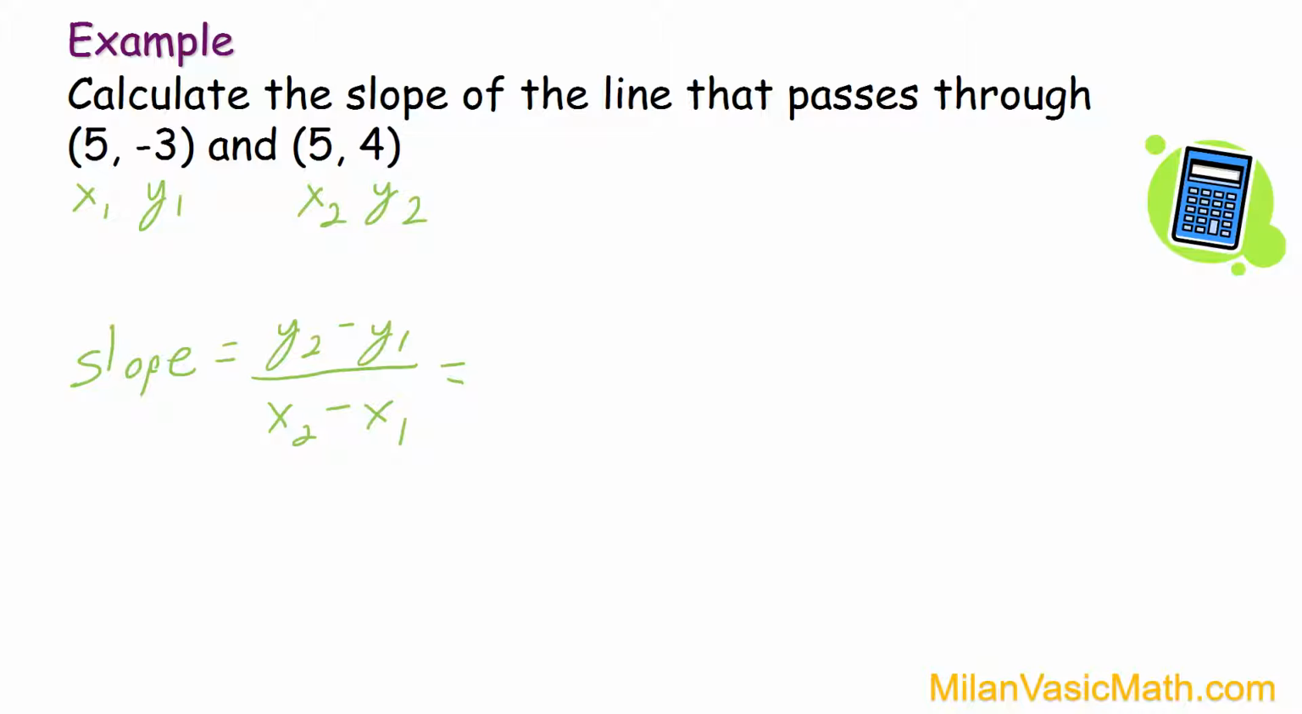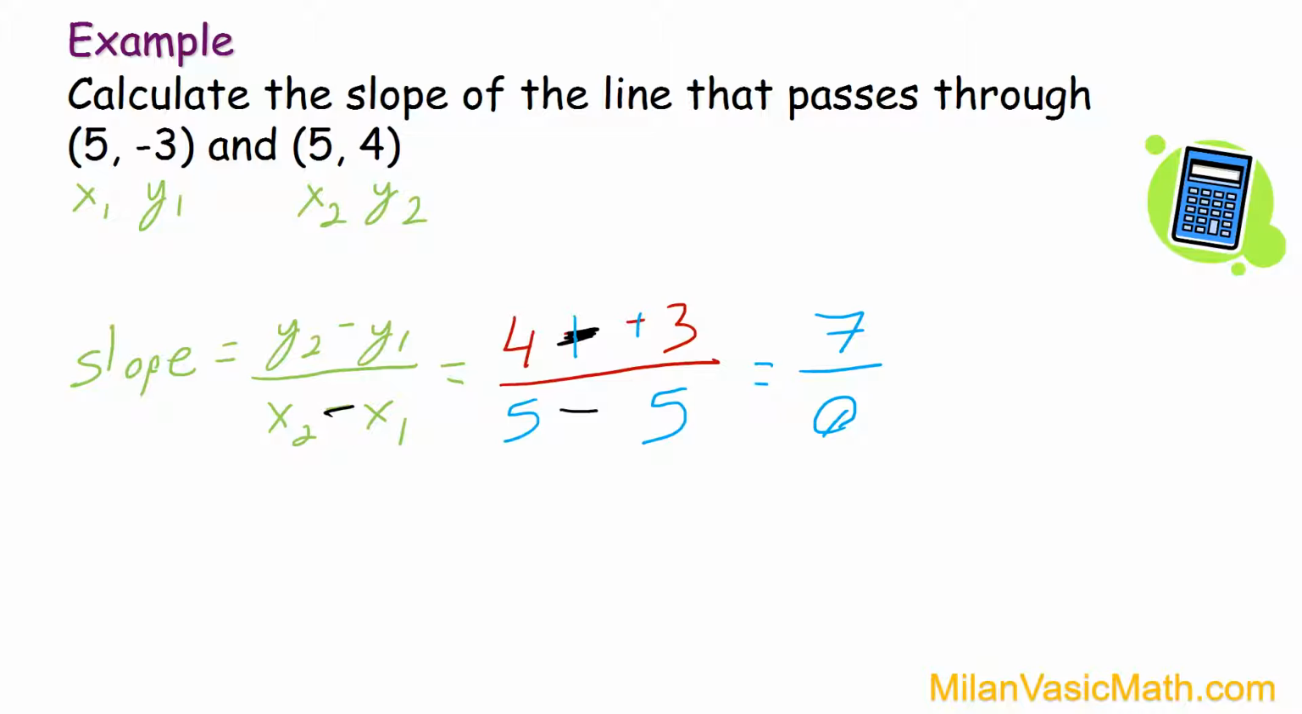So first, 4 minus -3. Okay, very important, that minus is always there. And then we have 5 minus 5. Okay, keep, change. 4 plus 3 is 7. 5 minus 5 is 0.